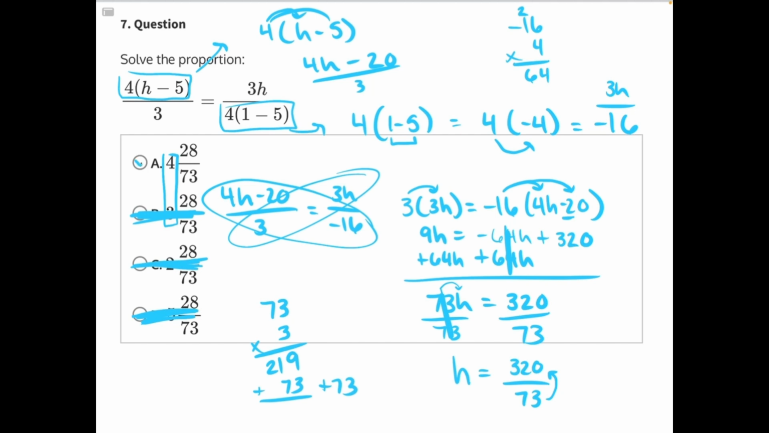It has to be answer choice A. So this is why it can be good to start with a middle number. It will help you eliminate all the other answer choices much faster.